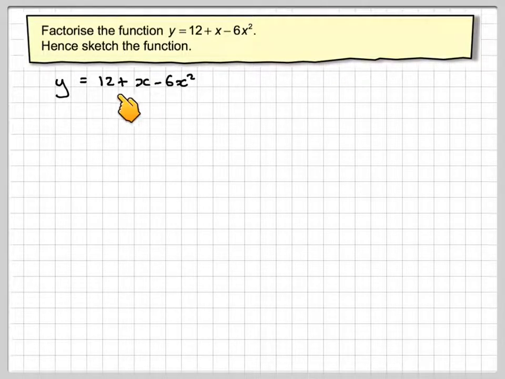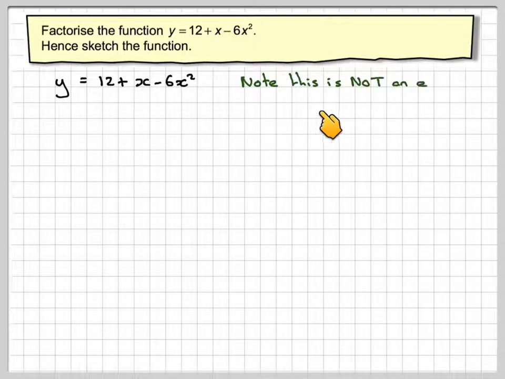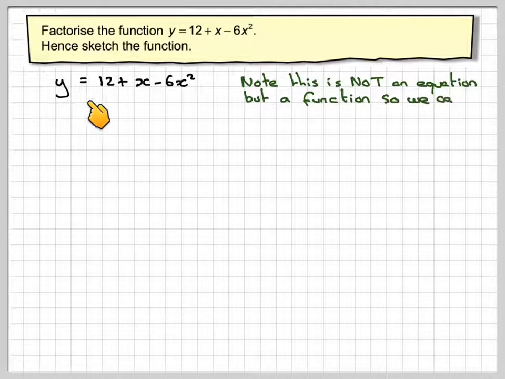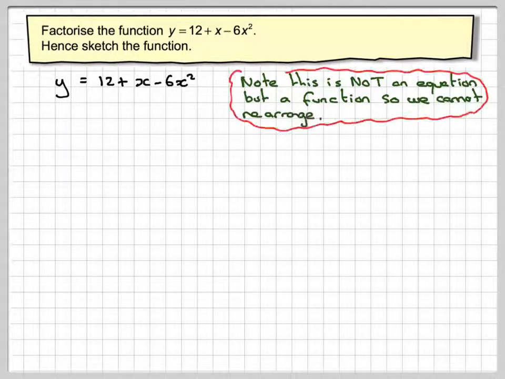Now it would be wrong to move everything over to the other side because this is not an equation. It's not equal to 0, it is a function. Y is equal to. So you cannot change all the signs here to factorize it. So if we've got y is equal to 12 plus x minus 6x squared, we need now to factorize it.